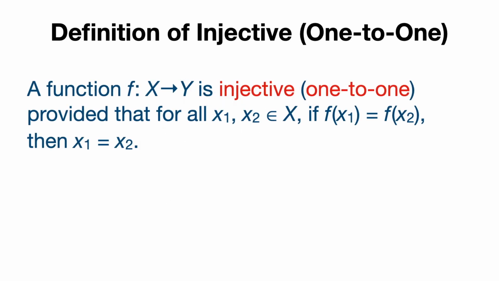Okay, now that we're familiar with functions, we're ready to talk about injective functions, also known as one-to-one functions. The definition looks complicated. It says that the function f from X to Y is injective, or one-to-one, provided that for all x1 and x2 in the domain X, if f of x1 equals f of x2, then x1 equals x2. This is a nice mathematical definition and one that you will need to know in order to prove that functions are injective, but it's probably more intuitive to think about this property using an equivalent form of the definition.